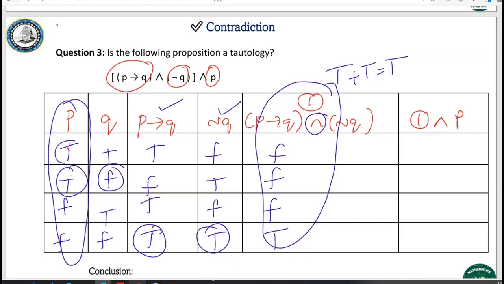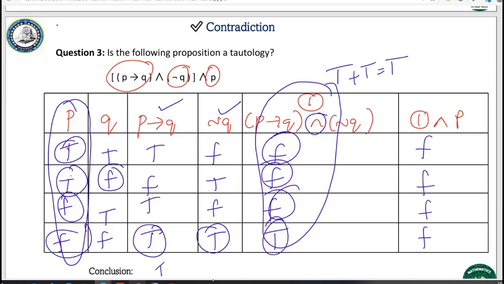We'll just check whether we have T and T, no. We have T and T, no. We have T and T, no. We have T and T, no. If we don't have T and T, it is all false. So this is not a tautology, it is a contradiction, because all the values are false. It is not a tautology, it is a contradiction.